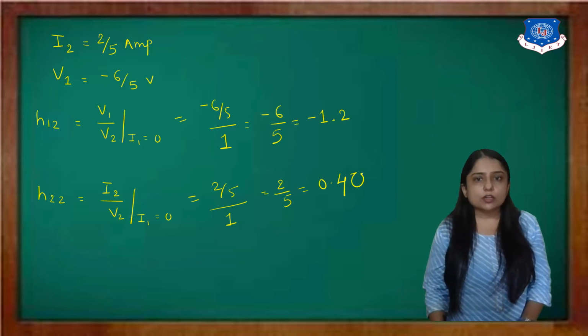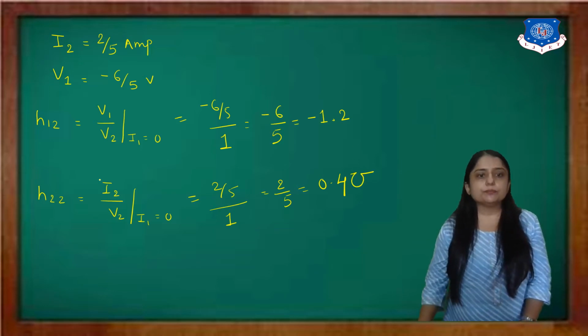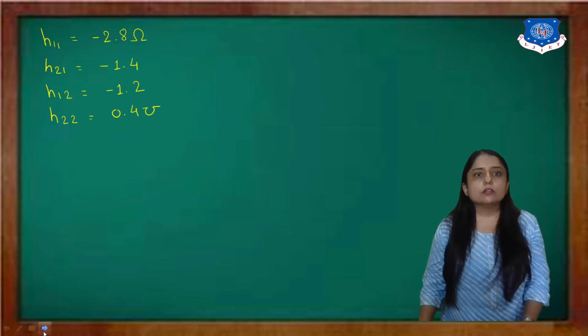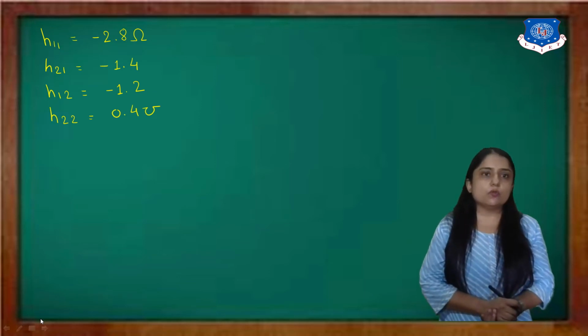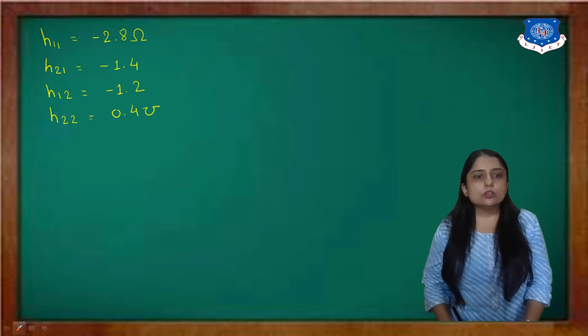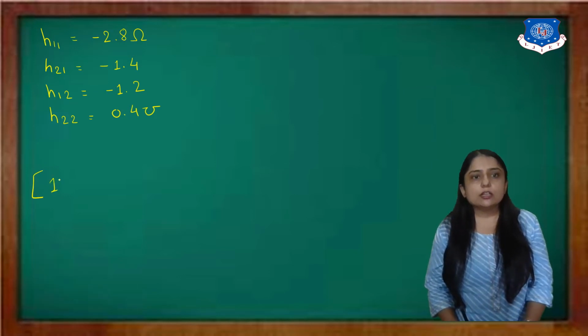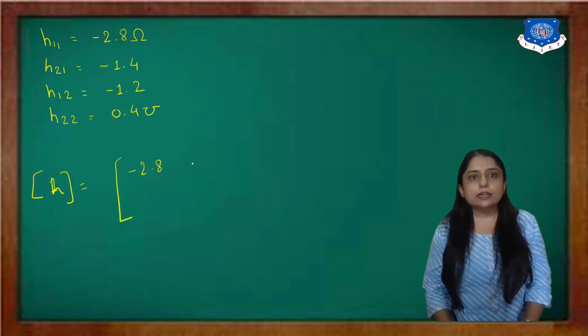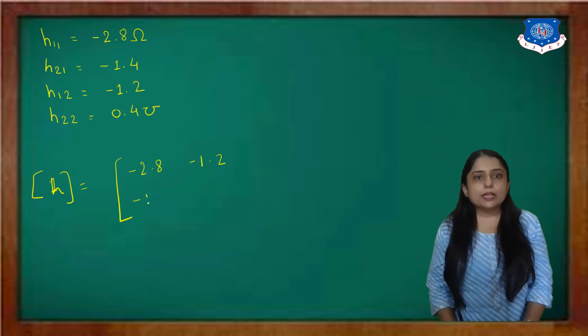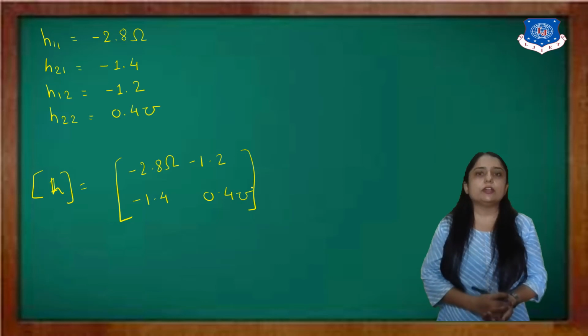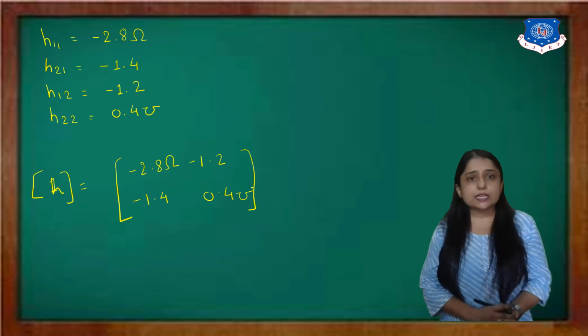And here the unit is mho because it's an admittance. So here, see, this is the value of H11, H21, H12 and H22. So finally you have to write this in the form of a matrix, that is H equals minus 2.8, then minus 1.2, minus 1.4 and 0.4. You just mention the unit over here. As such, we do not have any common unit, so we will write in this manner. So I hope this example is clear.